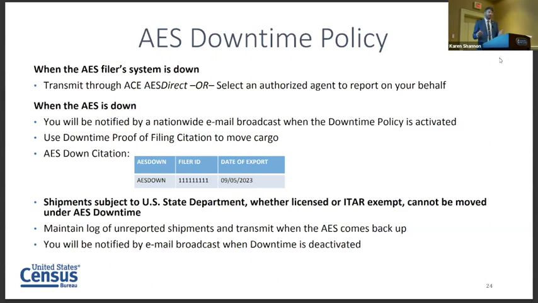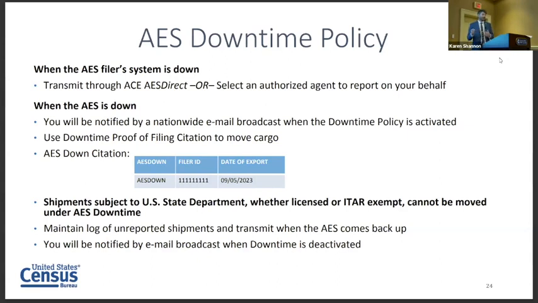People often ask, how long does the system have to be down? It's got to be at least 2 hours for us to initiate downtime policy, right? And that's written out in the procedures from Customs and Border Protection. It's an agreement that's mutually agreed. Census and Customs agree, yes, we are going to go into downtime. And what that allows you to do is to start moving some of your goods under a downtime citation.